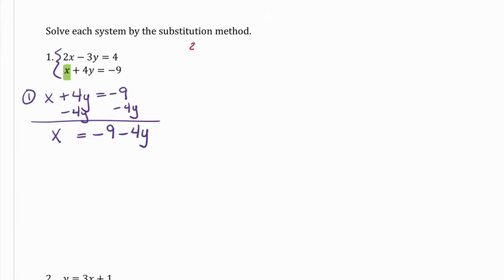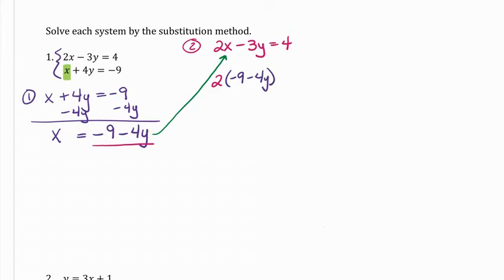Step two. Now I'm going to take that, right? This is what x is equal to. So I'm going to take my other equation, which is 2x minus 3y equals 4. And I'm going to take what x equals and plug it in for that x in the other equation. So that means I would get 2, but then instead of x, I'm going to fill in -9 minus 4y. And then minus 3y equals 4.